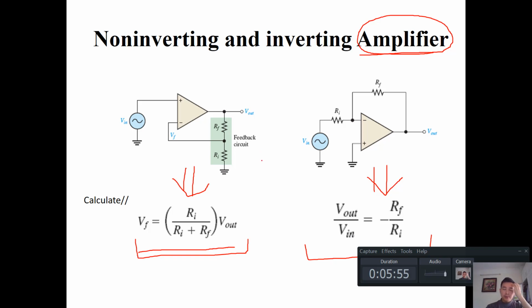And how do we distinguish these two kinds of amplifier? For the inverting circuit, the input signal is at the negative point. And for the non-inverting circuit, the input signal goes to the positive point of the circuit. These are the two main versions.